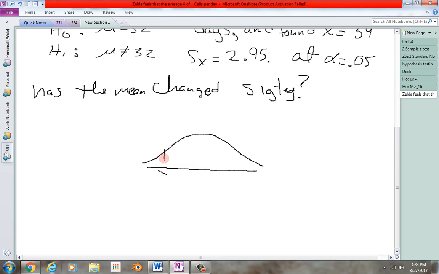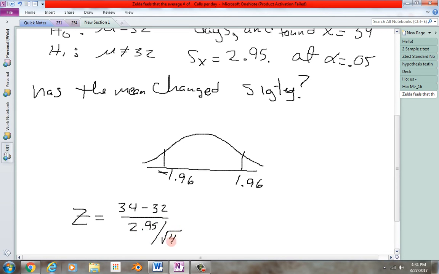So we're going to go ahead and solve the problem first. Because alpha is 0.025 in each tail, negative 1.96 and positive 1.96 are our critical values. And so we're going to go ahead and make ourselves the z-score. So it's going to be 34 minus 32 over 2.95 divided by the square root of 40.